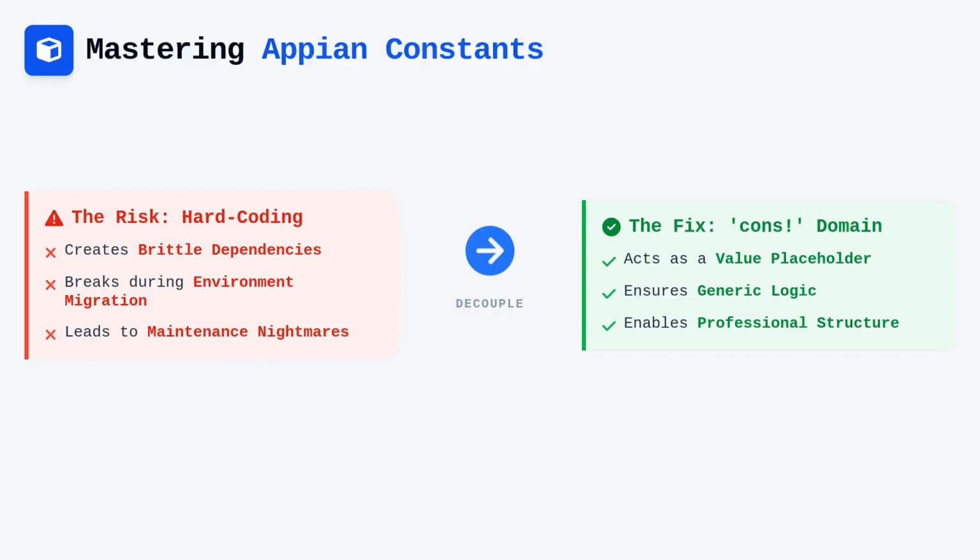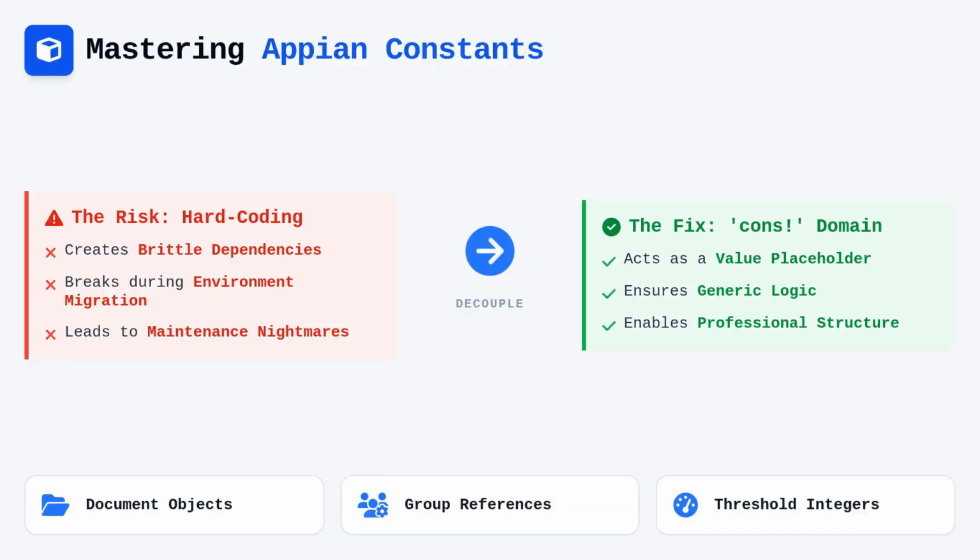A constant acts as a placeholder or a reference for a fixed value, such as a document object, a group, or an integer representing a maximum threshold. By relying on these references, you ensure that your code remains generic and focused on business rules rather than specific infrastructure identifiers. This abstraction is a fundamental pillar of writing clean, maintainable, and professionally structured applications.